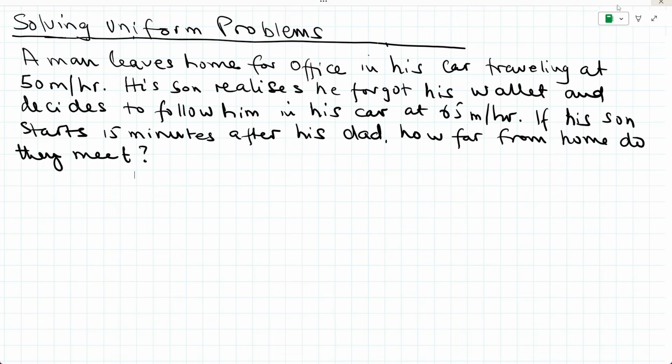Now you're given a problem to solve. A man leaves home for office in his car, traveling at 50 miles per hour. His son realizes his dad forgot his wallet and decides to follow him in his car at a speed of 65 miles per hour. If his son starts 5 minutes after his dad, how far from home do they meet? Well, that's quite a mouthful.